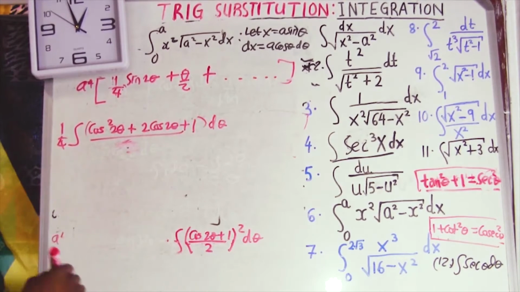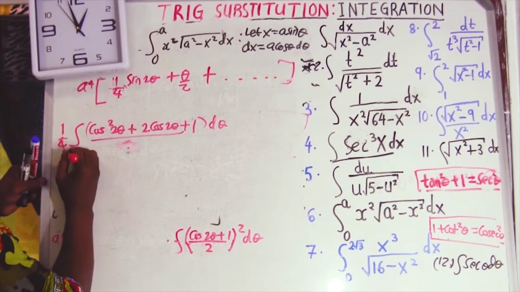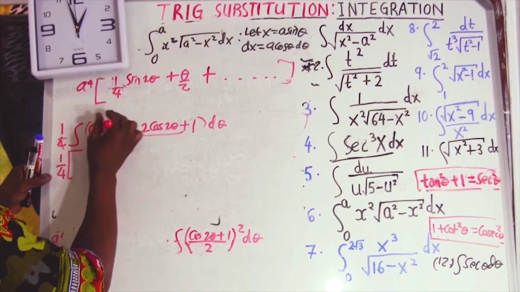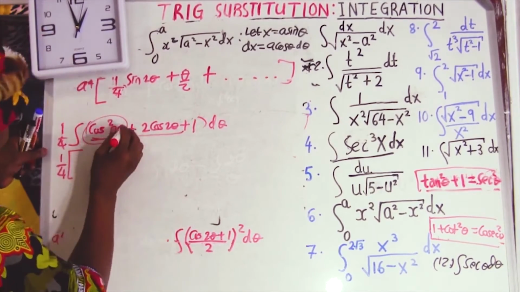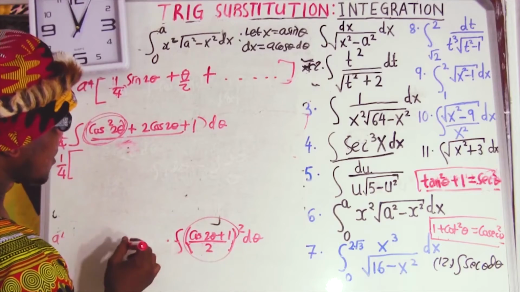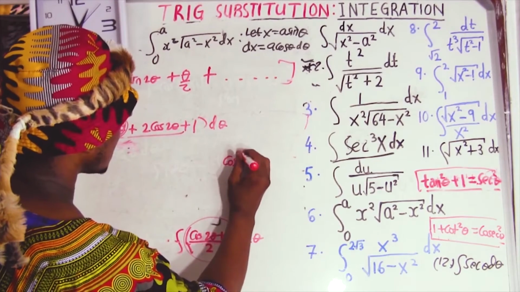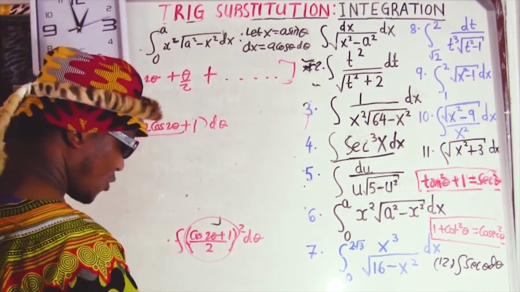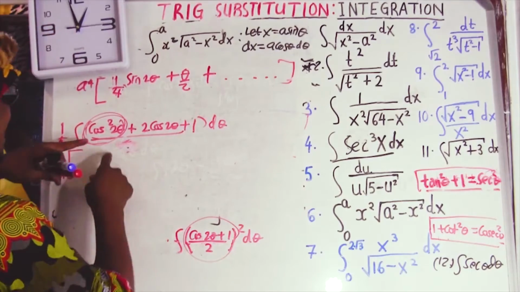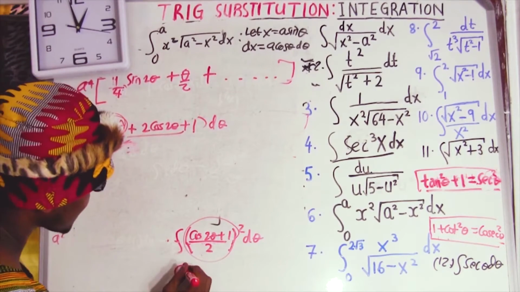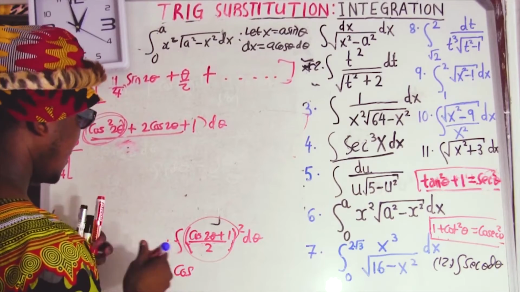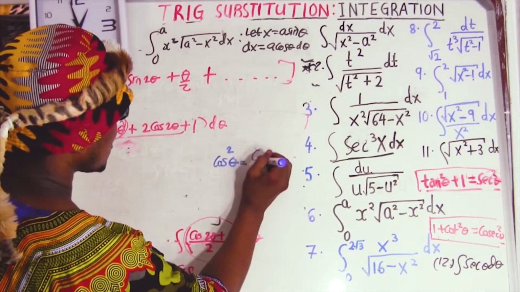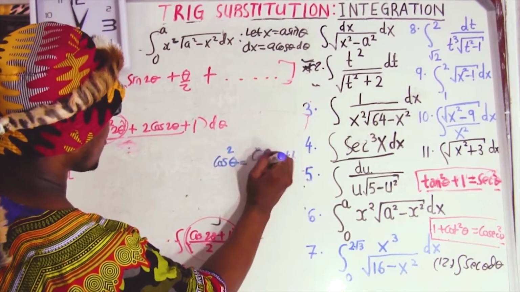So I can separate each one, and I'll say 1 over 4 integral of this. But this is a double angle. From the double angle, if somebody gives you cos square, just like I said before, some people may not know what's happening, so let me say: cos squared theta is equal to cos 2 theta plus 1, over 2.